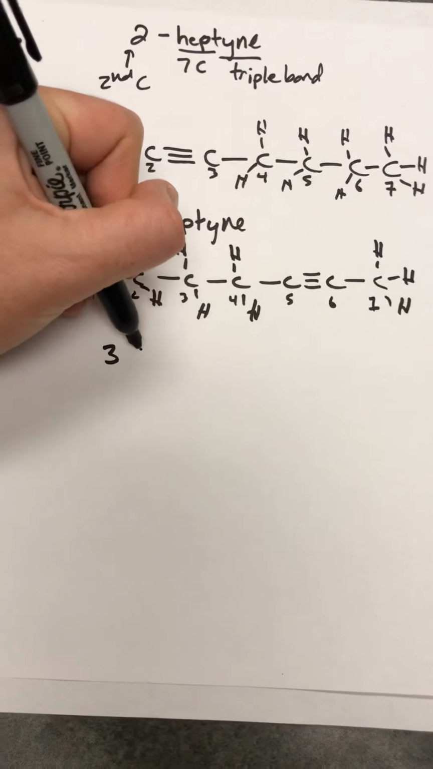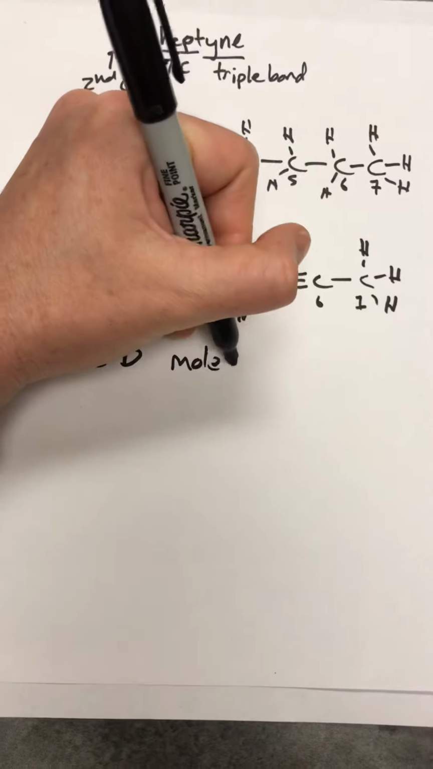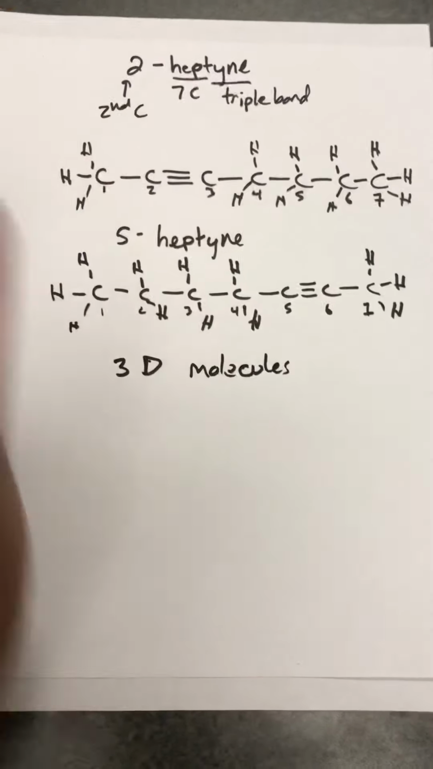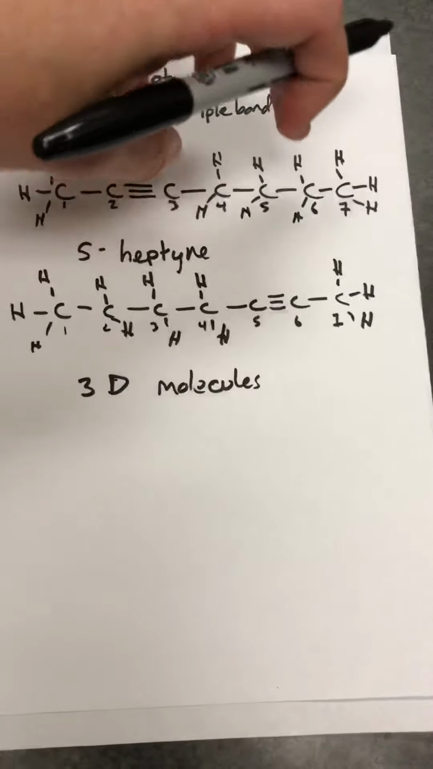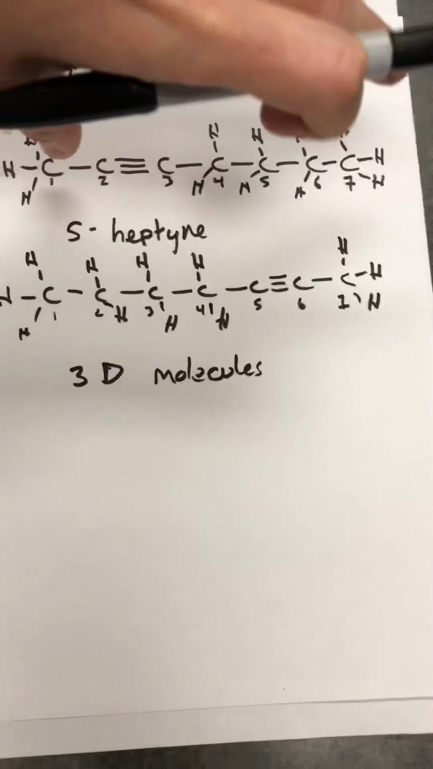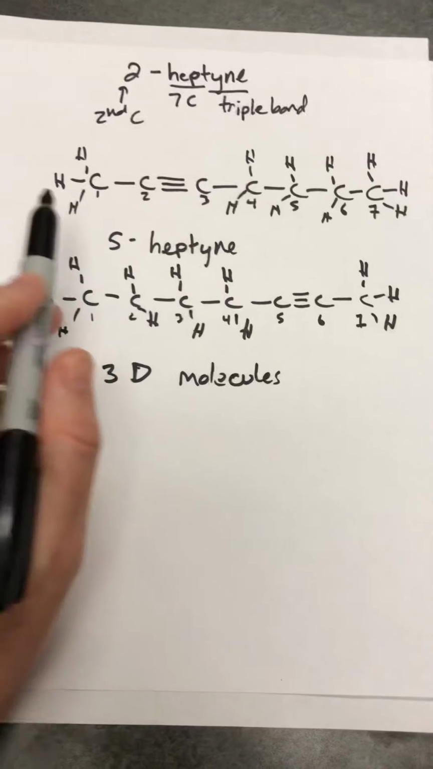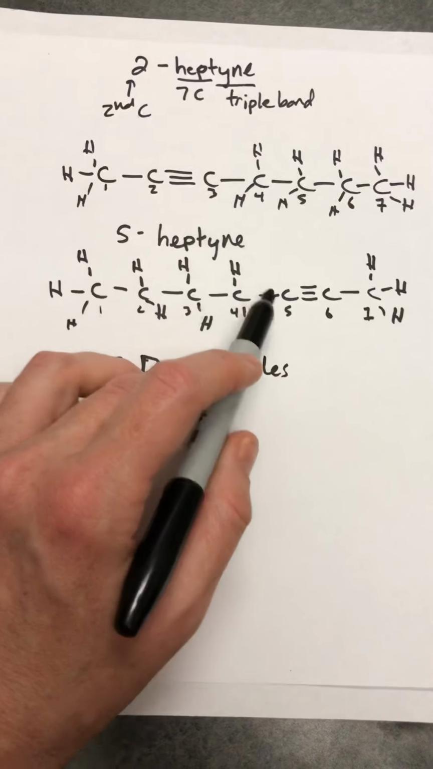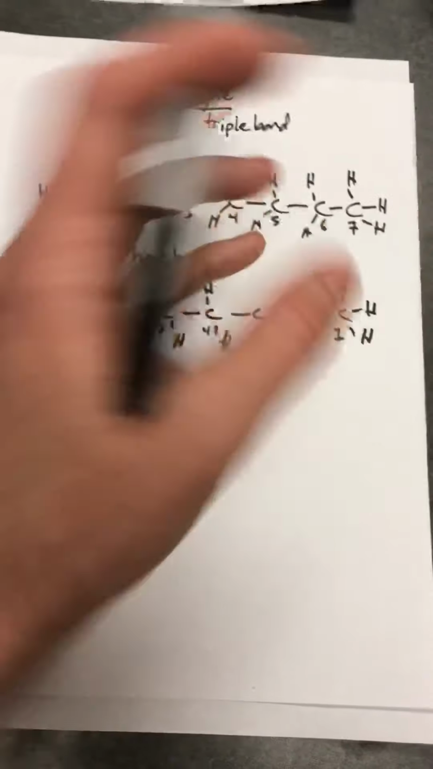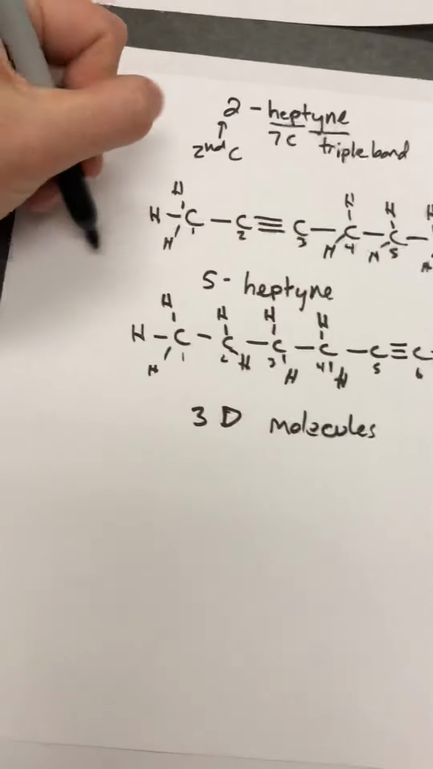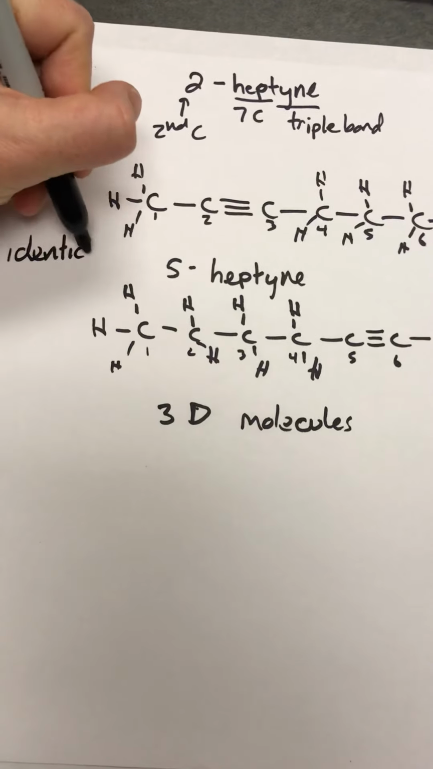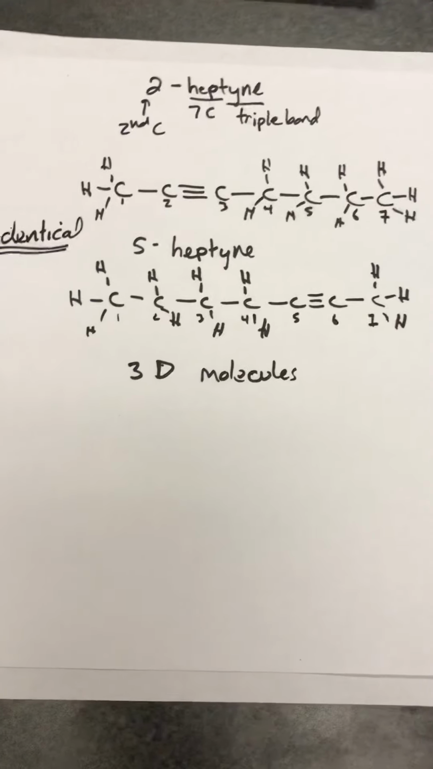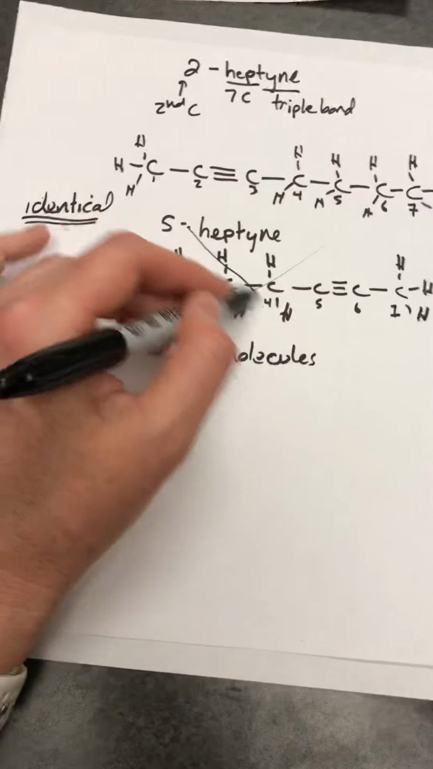Alright. But these are 3-dimensional molecules. It's not like they always line up. You can pick this molecule up and flip it around, and what you would notice is that this carbon looks just like that one, and this looks just like that, and that looks just like this. In fact, when you flip this around, these 2 molecules are actually identical. So why in the world would we have 2 different names? Well, we don't. In fact, 5-heptyne doesn't even exist.